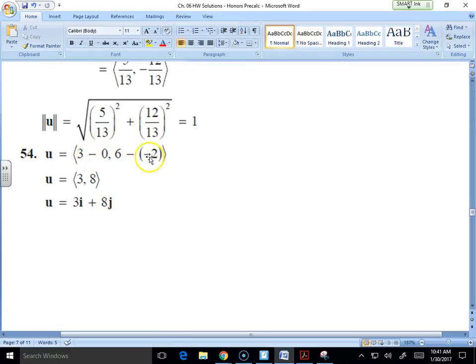Number 54. Was it easy cheesy, just subtracting? Yeah. Oh my goodness. Components 3, 8, linear combination 3i, 8j, but wait, look at your i, look at your j, what better be on top?